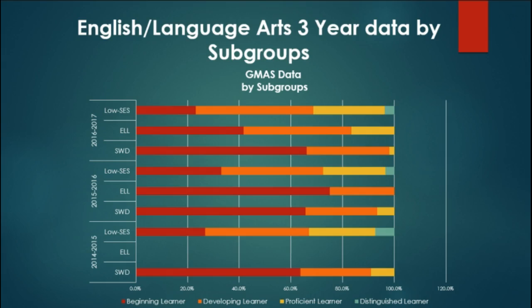By looking at the other data on the graph, we can see that the amount of students with disabilities performing at the proficient level has decreased since 2014-15. After looking at this data and comparing it to the achievement data, there doesn't seem to be an effect on student performance.